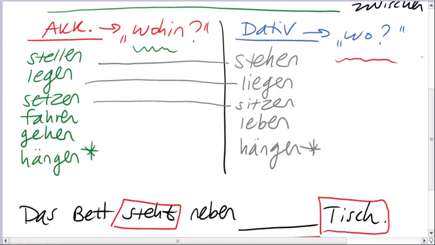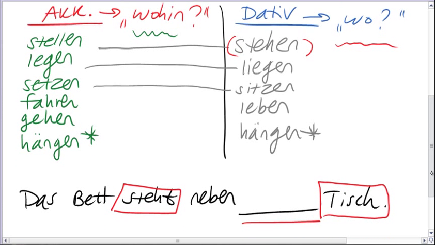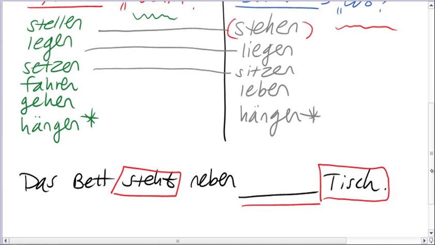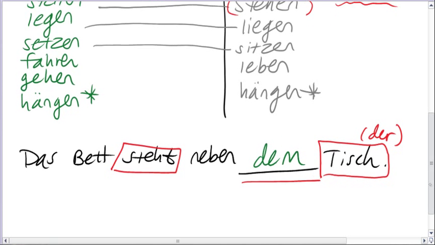Well, it's a wo situation, and we can see that because we recognize the verb stehen. So all this is saying is that the bed is standing, literally. I think we don't say that in English, but das Bett steht neben Tisch. So what would it be? Tisch is der. So of course it would be in dative. Dem. Das Bett steht neben dem Tisch. The bed is next to the table.